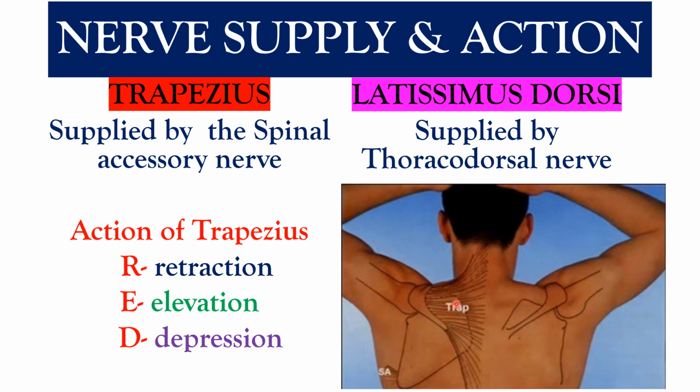The upper fibers cause the elevation. We said that the trapezius muscle has three layers, or three fibers: the upper fiber, the middle fiber, and the lower fiber. The upper fiber will cause the elevation, the middle fiber will cause the retraction, and the lower fibers will cause the depression.